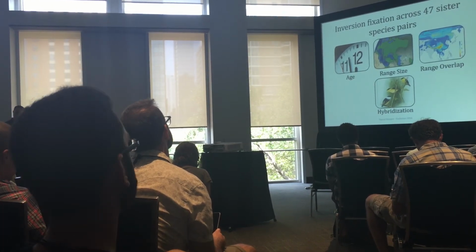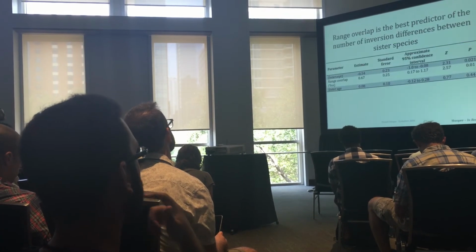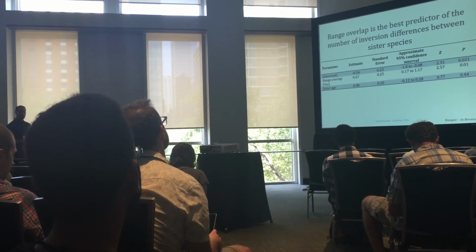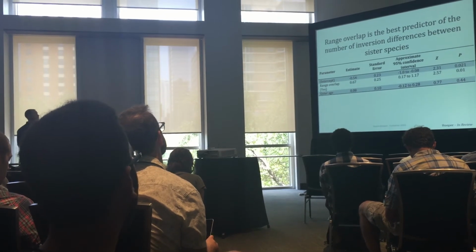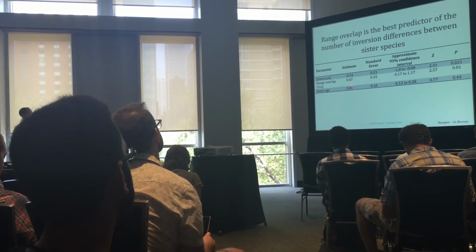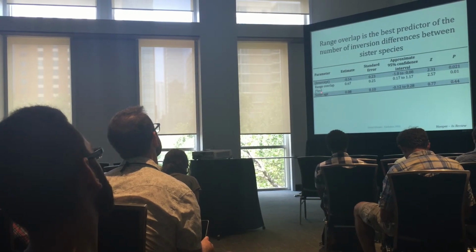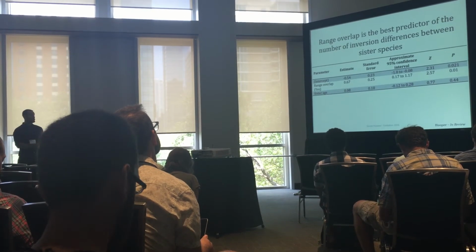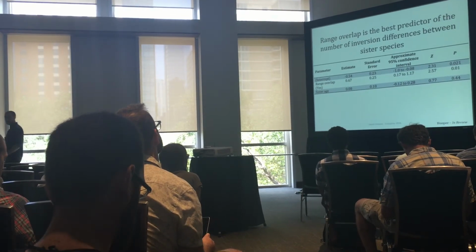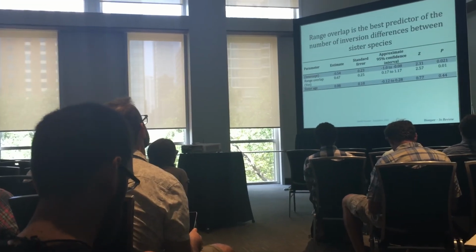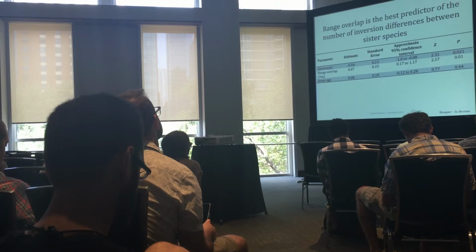the wild. And with a similar model comparison, I found that the best supported model explaining the number of inversion differences between sister taxa includes two factors, whether they overlap in range or not, and the age of the sister group. But the only significant factor here, again, is range overlap. Whether they're sympatric is the most important factor.